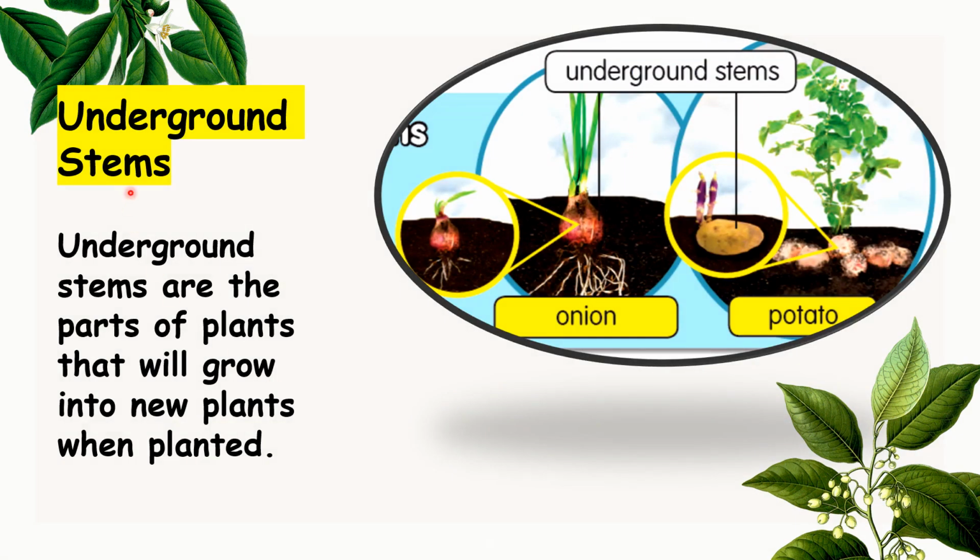Number three, underground stems. Underground stems are the parts of plants that will grow into new plants when planted. Example, onion and potato. So, after this, I'm going to show you the video of onion and potato.